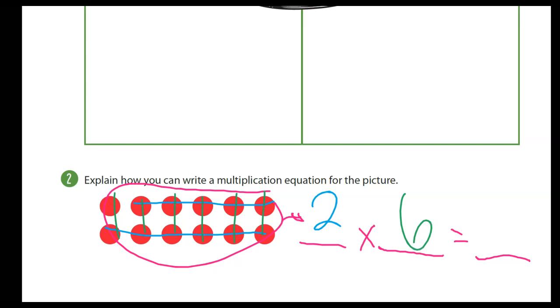So how many do I have in all? Bradley? 12. Because 2 times 6 is 12. Or I could just count all the dots, right?